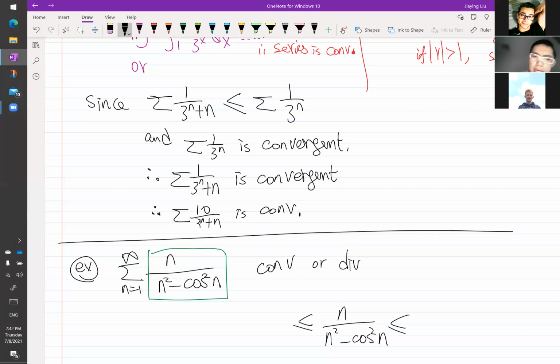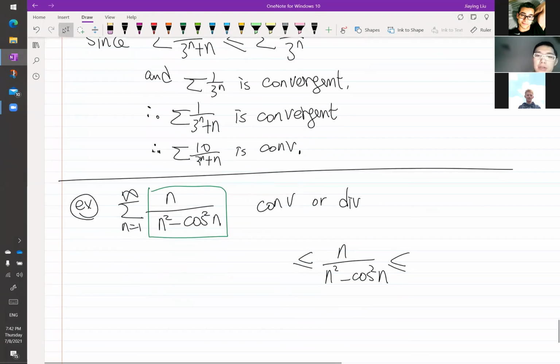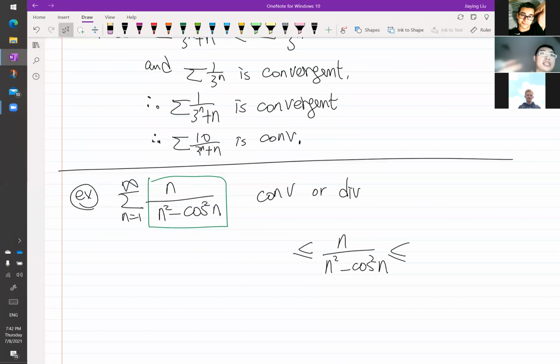I think 1 over n is less than this given function. You'll be surprised, it might be useful. Well, let's try it, right? So this function, just like the previous function, you get just one part in the numerator and two parts in the denominator. So I'm going to try to manipulate the denominator to make it simple.